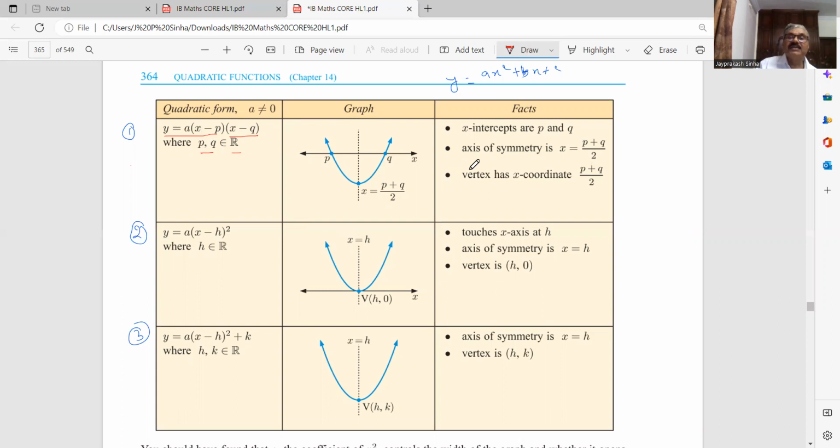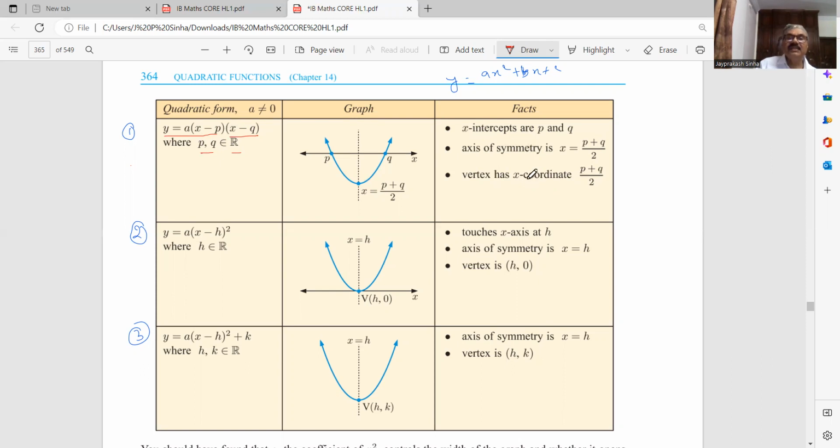And what will be the axis of symmetry here? Axis of symmetry will be x is equal to p plus q by 2. And what is the x coordinate of the vertex? The x coordinate of the vertex is p plus q by 2. So if this is the form, y is equal to a into x minus p into x minus q, where p and q are members of the real number set, then the x-intercepts will be p and q, the axis of symmetry will be x is equal to p plus q by 2, and the vertex has x coordinate p plus q by 2.